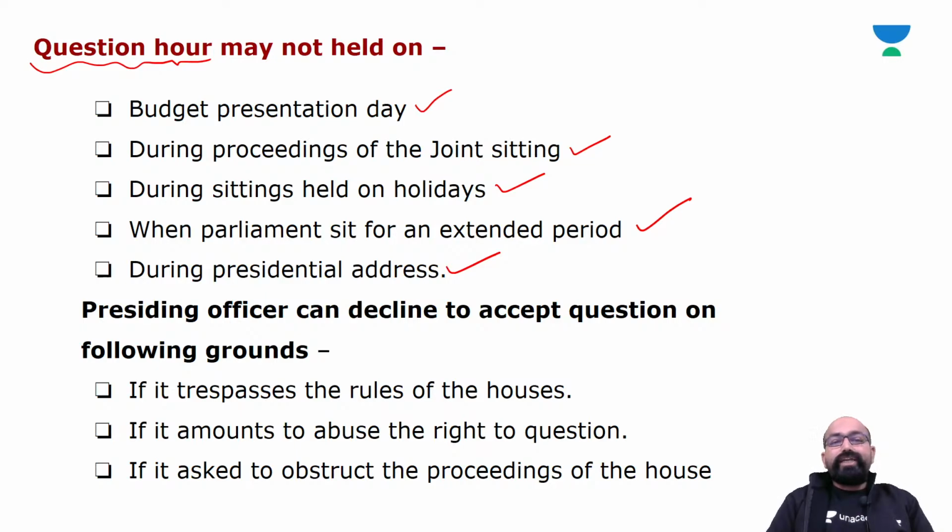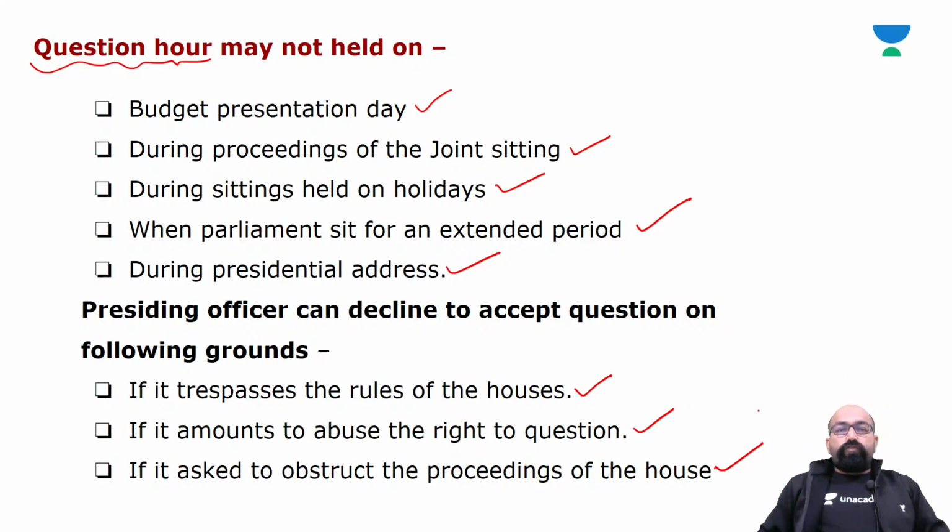Yes, so the presiding officer can decline to accept a question on the following grounds. The presiding officer of the house can decline to accept a question if it trespasses the rules of the house, if it amounts to abuse of the right to question, and if it is asked to obstruct the proceedings of the house.